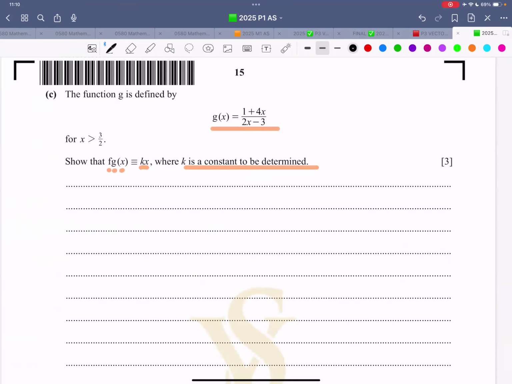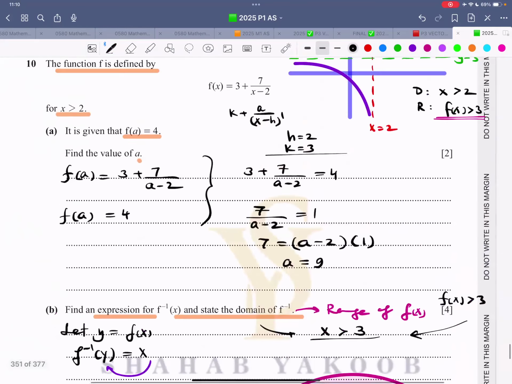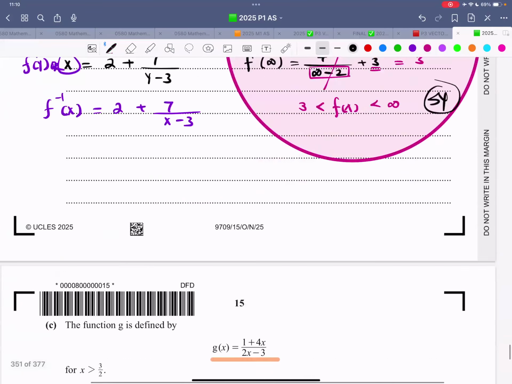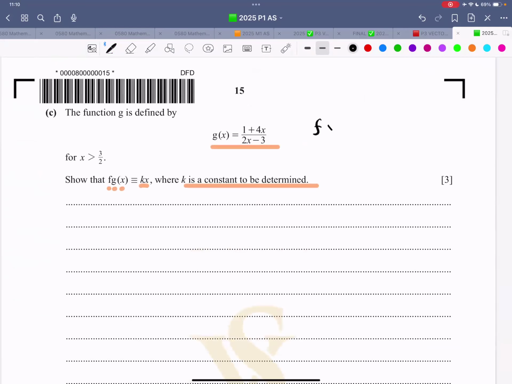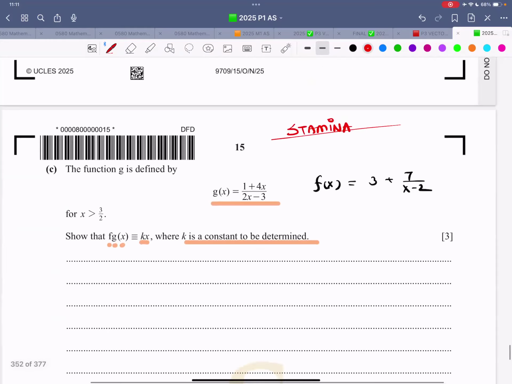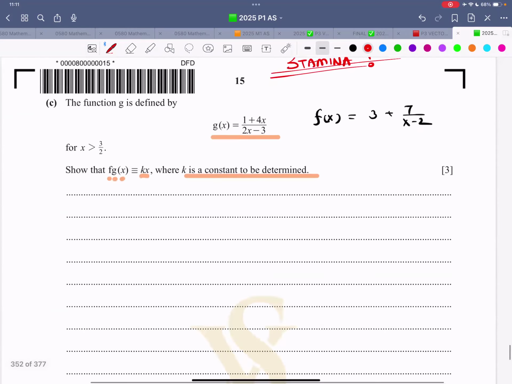So now f of g(x). What is f(x)? f(x) is 3 plus 7 over x minus 2. Now, when you reach this stage, it becomes very tiring. At this stage, you have to make sure you have some sugar resource, some kind of candy bar or chocolate bar, so that stamina is maintained. The paper is not difficult, but since it's a lot of algebra, it's very, very time consuming.